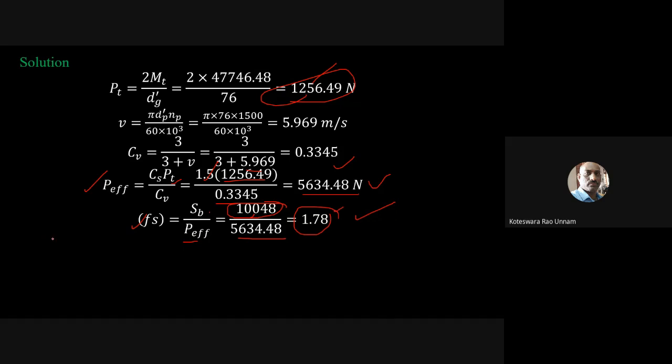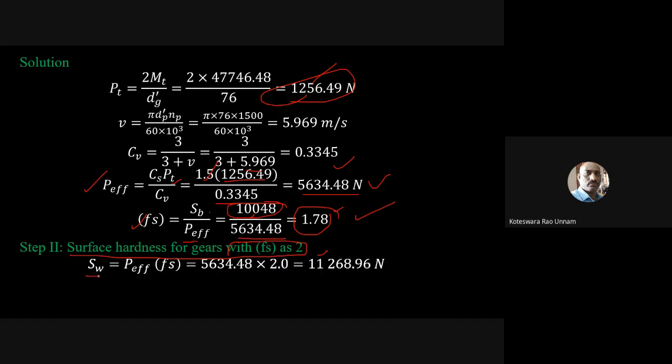The next question asks to suggest a suitable surface hardness for the gear teeth. For that, the factor of safety is given as 2. So we need to calculate the surface hardness of the gears with a factor of safety of 2. For that you take the wear strength equation: wear strength is P effective into Fs. P effective we already calculated, that is 5634.48 newtons, and the factor of safety is given as 2. So this should be the wear strength of the gear.